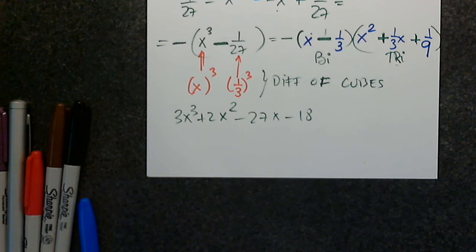Do all 4 terms have a common factor that I have to pull out? No, they don't have anything in common. 3x cubed, 2x squared, negative 27x and negative 18 have nothing in common. All 4 must have something in common that I can pull out. Otherwise, I can't pull out anything. Good. So now what do I do with 4 terms? It's the only method for 4 terms.